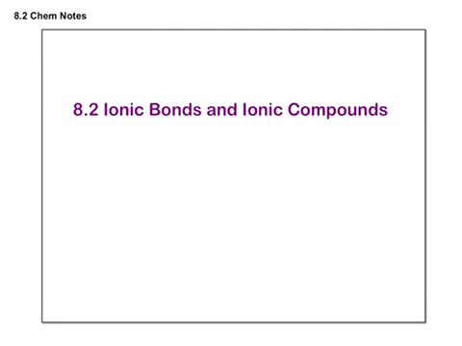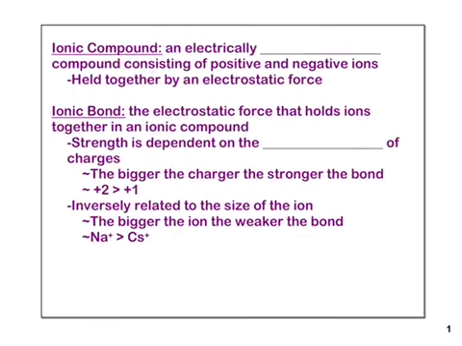In this video, we're going to look at a little bit more on how ionic bonds actually form and some characteristics of ionic compounds. So, an ionic compound is an electrically neutral compound, and it has positive and negative ions. These compounds are held together by an electrostatic force.